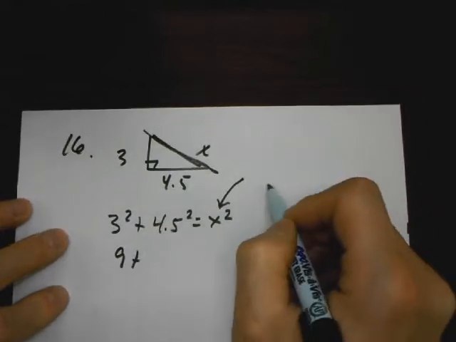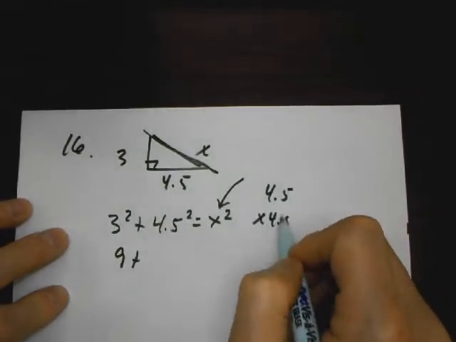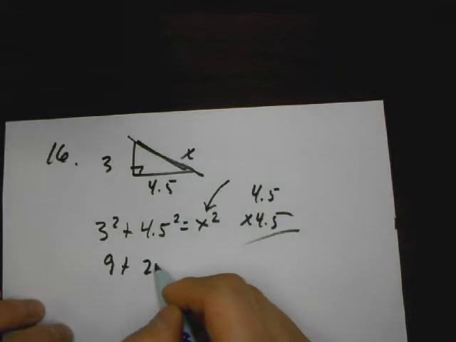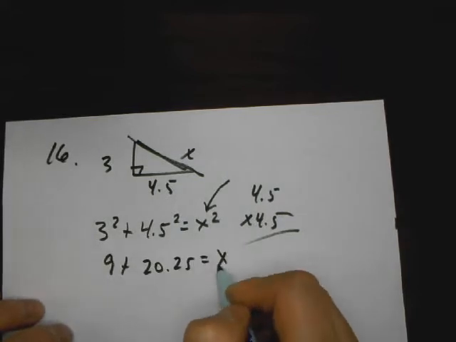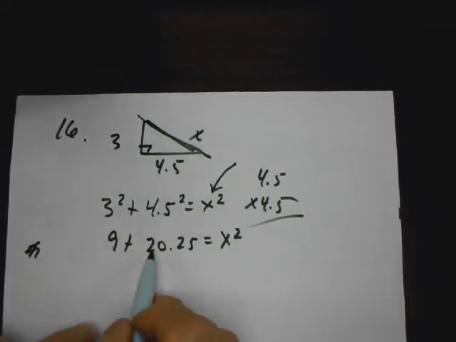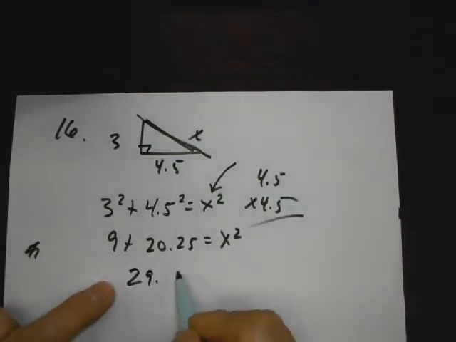So 3 times 3 is 9. 4.5 times 4.5... I'm cheap. Okay, so we got 20 and 25 hundredths. Now I got to add these two because they're on the same side. Well, 20 plus 9 is 29.